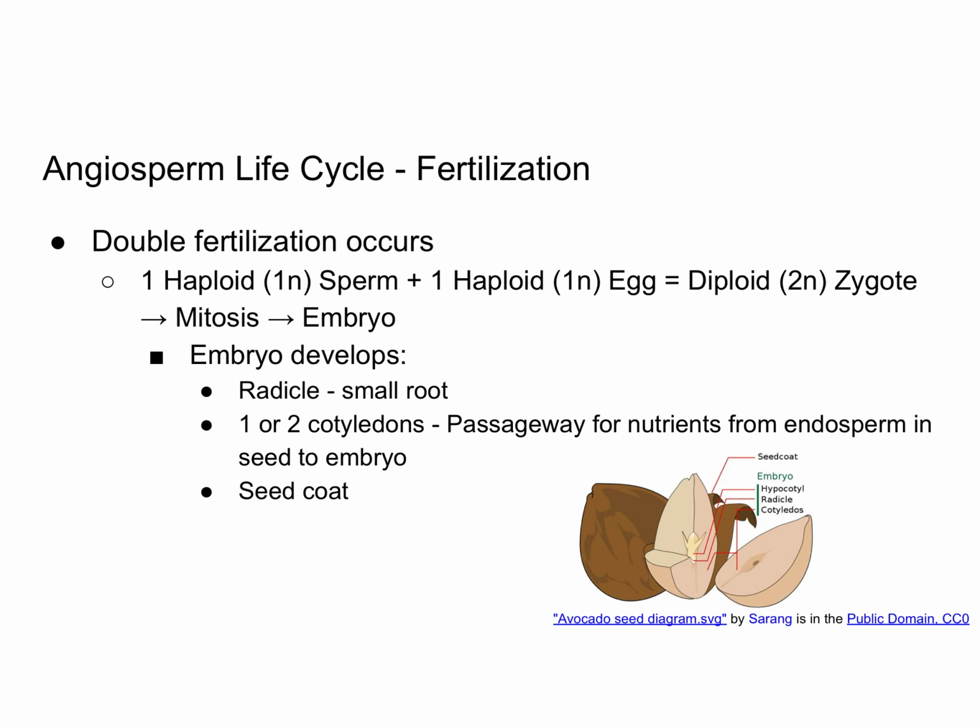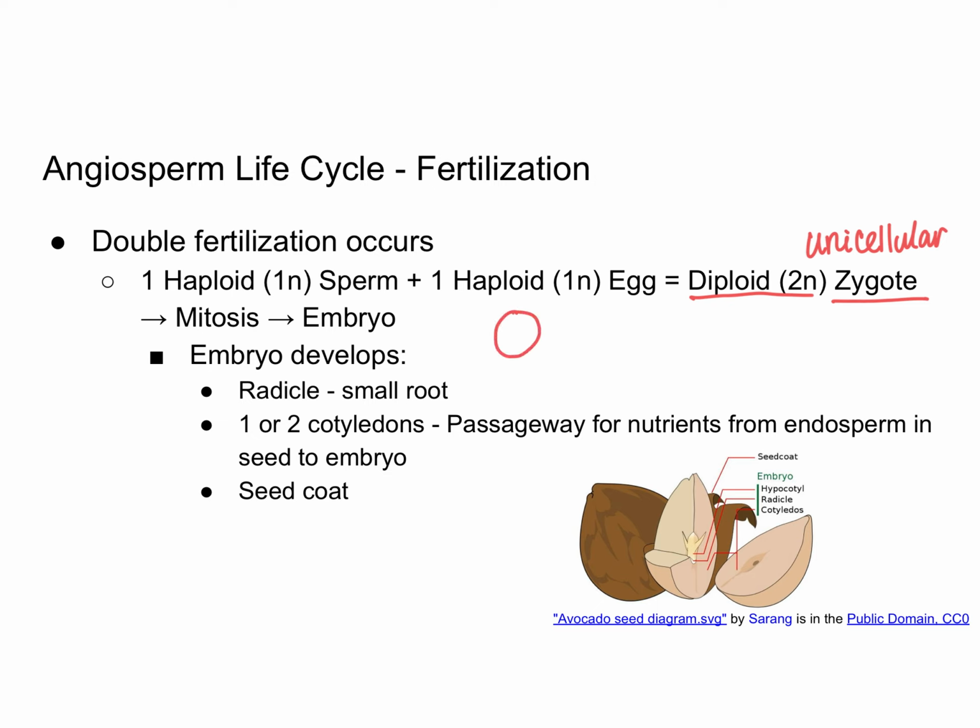Recall that from the previous slide, one of the sperm cells in the pollen grain fused with the central cell to develop into the endosperm. The second sperm cell from the pollen cell is going to fuse with the egg cell also in that embryo sac. And when the haploid sperm fuses with the haploid egg, it forms a diploid zygote. And a zygote is just a unicellular structure that now has a diploid nucleus in it. The zygote is then going to go through mitosis in order to form an embryo.